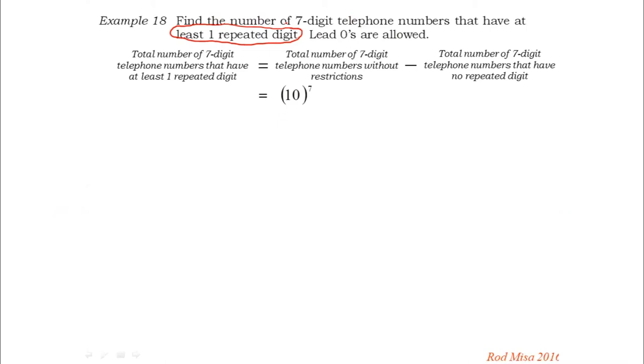And we subtract the 7-digit telephone numbers that have no repeated digit. This can be represented by the permutation of 10 taken 7 at a time, because there are 10 digits from 0 to 9 and you will take only 7, because we are forming 7-digit telephone numbers. We know that 10 to the power 7 is 10 million, and the permutation of 10 taken 7 is 604,800. Obtaining the difference, we have 9,395,200 7-digit telephone numbers that can be formed when you expect at least one repeated digit.